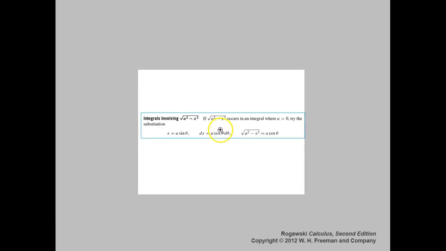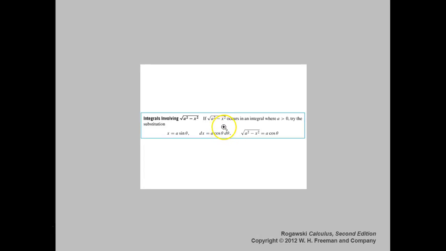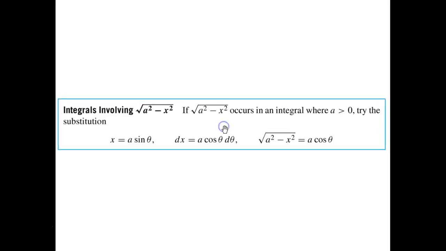All right. Here then is the summary of what we were just doing there. If you have an integral that involves the square root of a perfect square, and even if it's not a perfect square, if it's a squared minus x squared, all you do now is let x be a times sine theta. It doesn't have to be a perfect square, but it's sure nice if it is. Okay, if that occurs in an integral, with a greater than 0, okay?